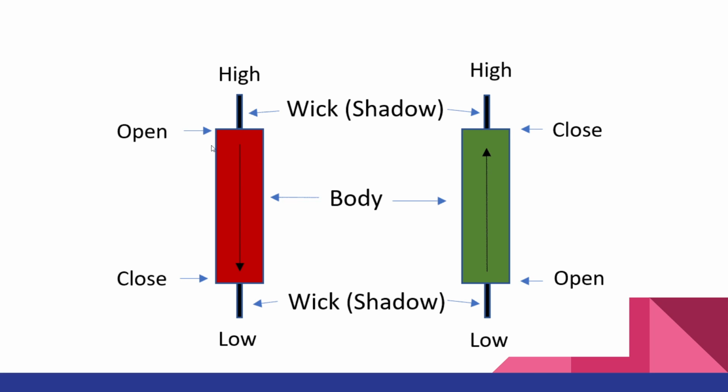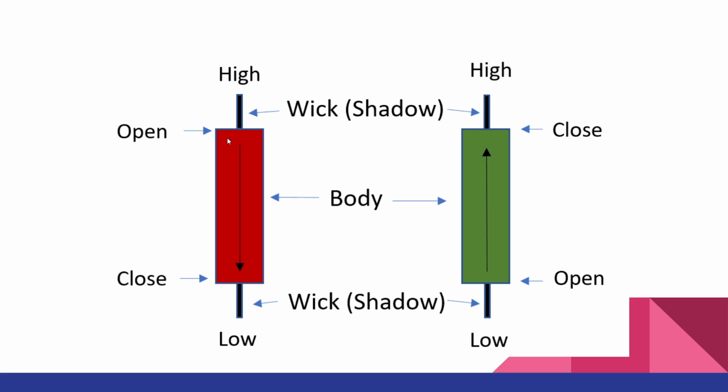Let's look at a bearish candlestick now. So for this red candlestick here, the open is at the top of the body and the close is at the bottom of the body. So here, again, the body is the shaded area, and the wicks, just to note, are the little tails that you see at the top and bottom of the candle. And the wicks just show you buying and selling pressure. We'll get to that in a little bit.